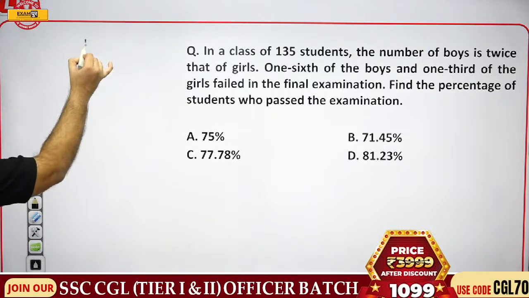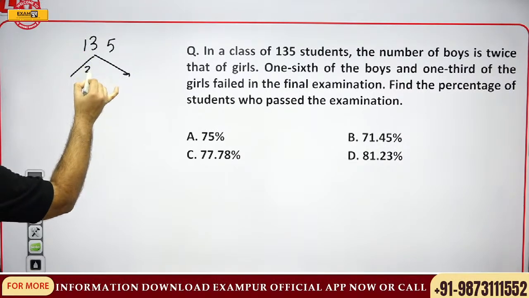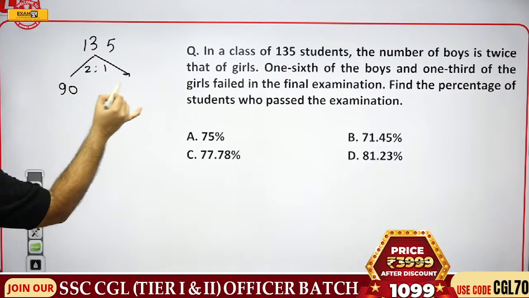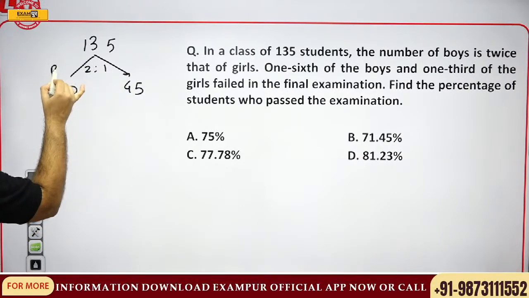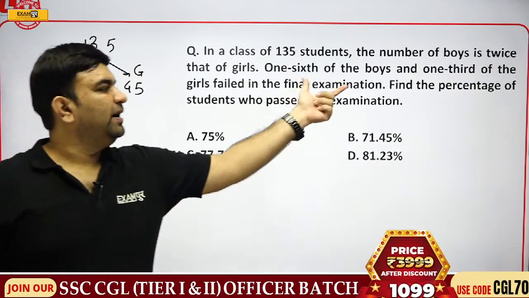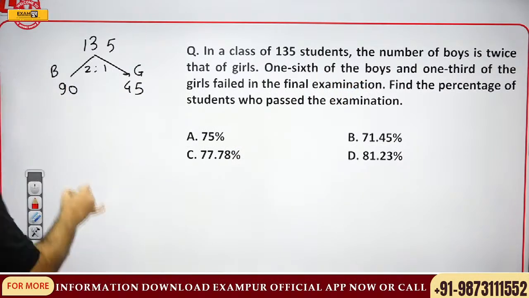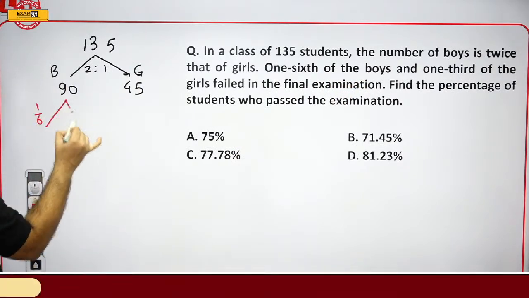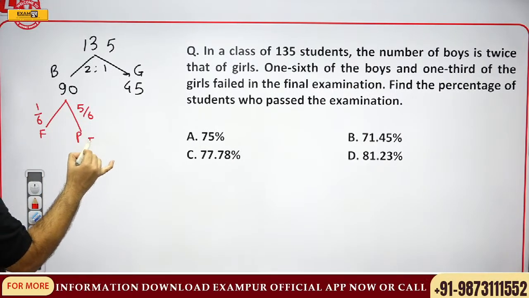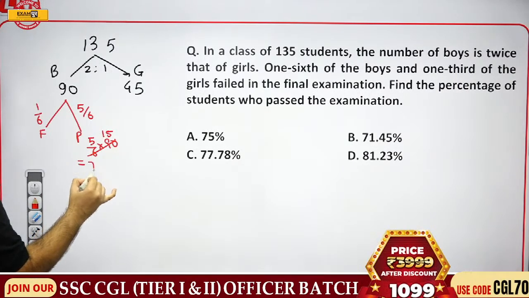Okay, out of 135, boys are double the girls. Divide it in the ratio 2:1. 3 is 135, 1 is 45, so 2 is 90 and 1 is 45. So boys are 90, girls are 45. 1/6 of the boys failed. If 1/6 fail, then 5/6 pass. So 5/6 of 90 is 75 passed.